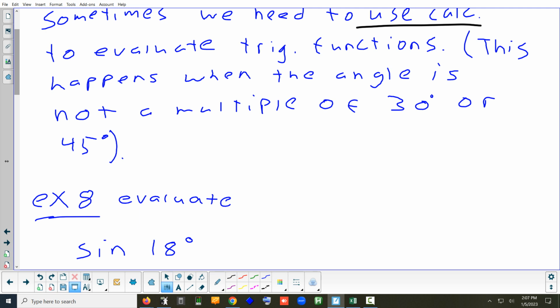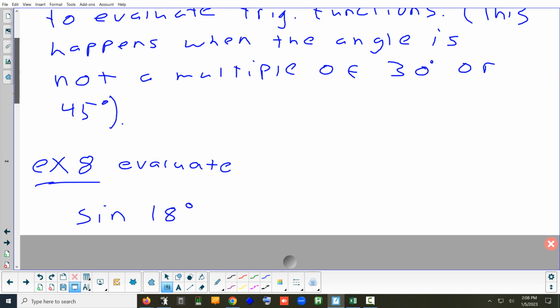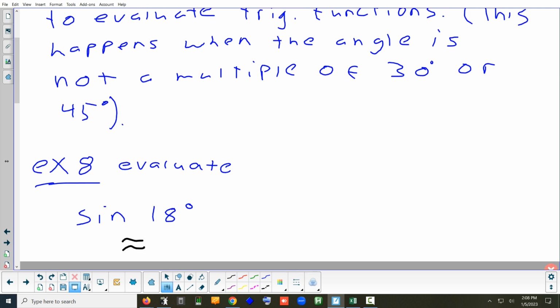Okay, we're not going to do all 6. We'll practice one trig function per problem. Right, let's start with this one. So this symbol means what we're going to put here is approximately the answer. It's not an exact answer. It's going to be rounded.